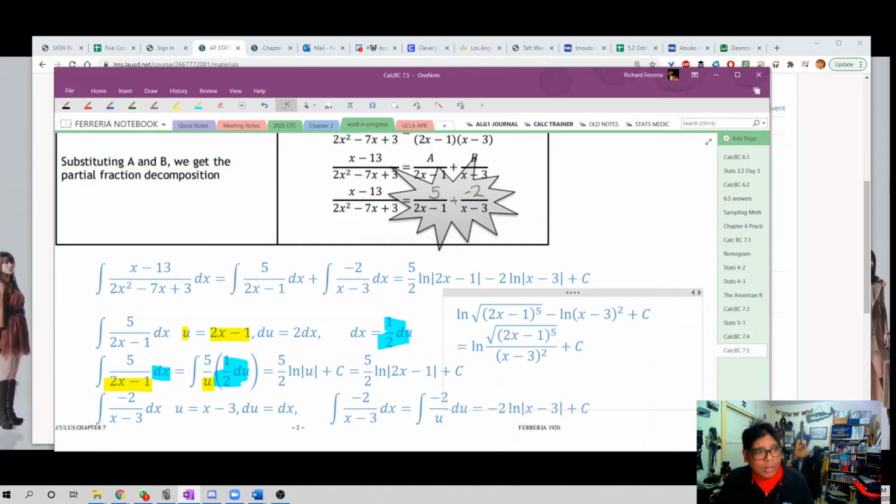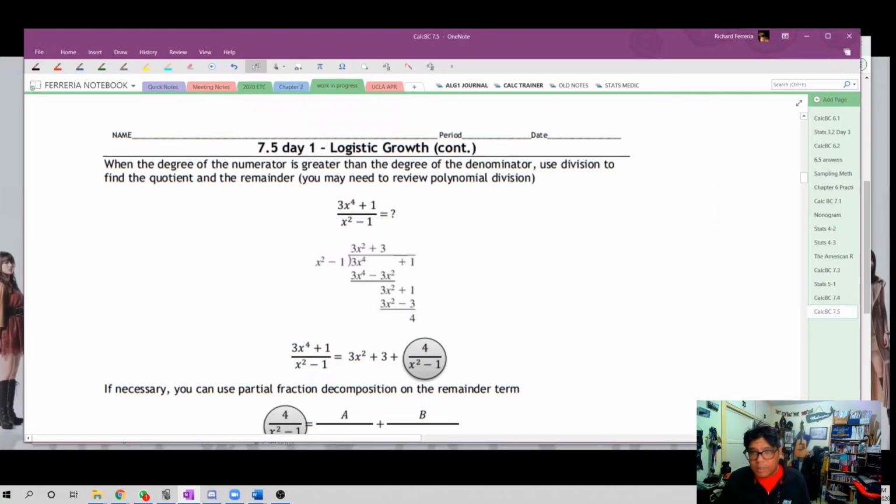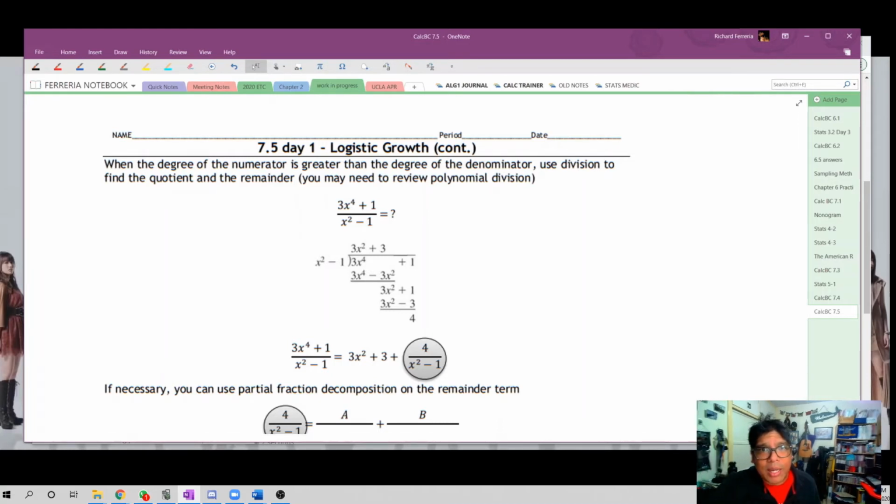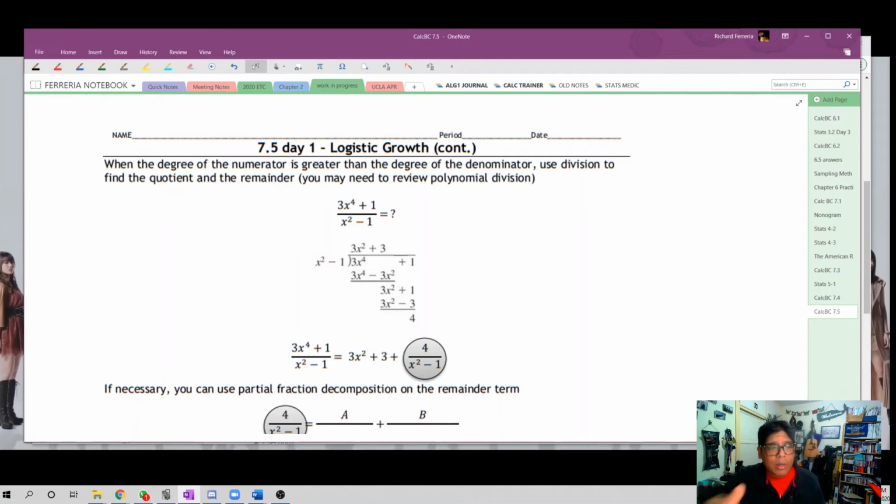And now we're going to look at some more properties of partial fractions. So the main thing here that we need to talk about is that the degree of the numerator needs to be smaller than the degree of the denominator. So we have this example here where we have 3x to the fourth plus 1 over x squared minus 1. Well, here the degree of the numerator is bigger than the degree of the denominator. So we do some polynomial division to get 3x squared plus 3 plus 4 over x squared minus 1.